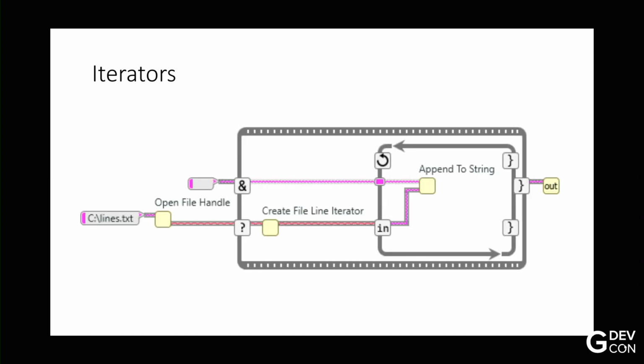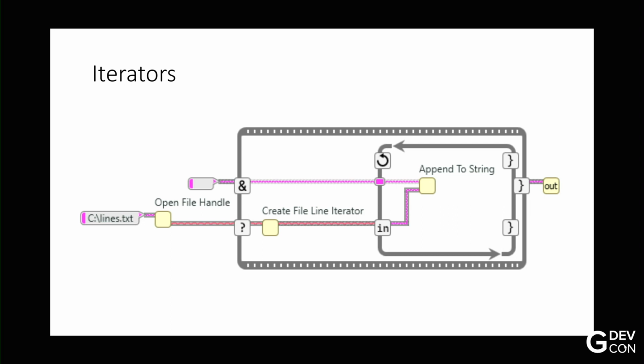Okay, so a slightly more complicated example is, let's say we have a file, and we want to do something with each of the lines in that file. So, normally in G, we would say, okay, open the file, and then within a loop, read another line from the file, and if that didn't result in an error like end of file, then do something with the line, otherwise tell the loop to stop.